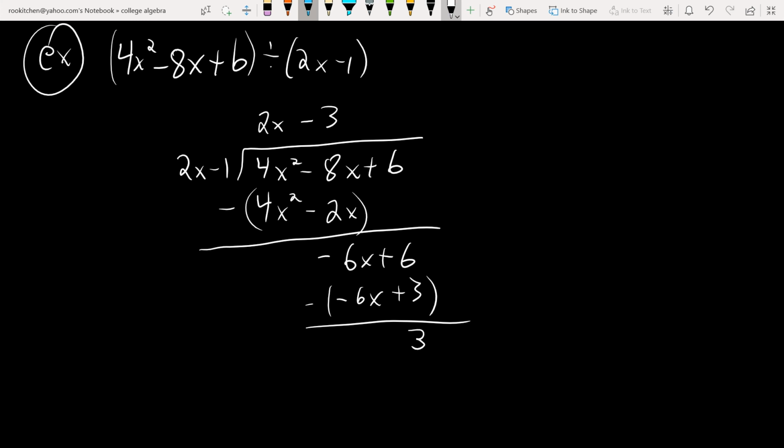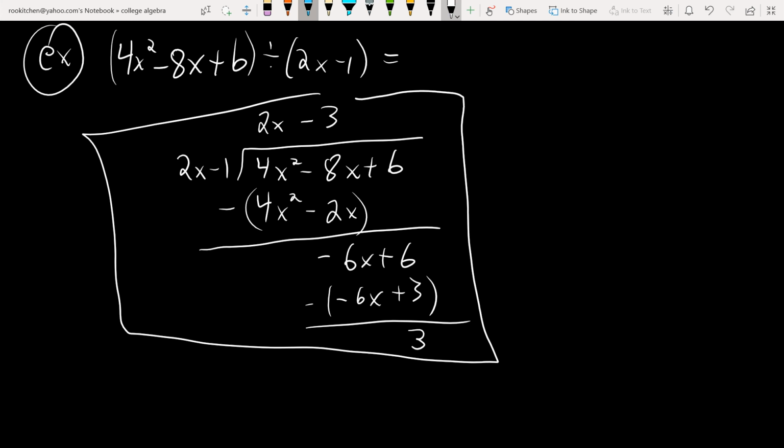You kind of know when you're done because the degree of this expression, if you didn't know, is 0. So you think of it like 3x to the 0th power, where x to the 0 is 1. This degree is less than the degree of the 2x minus 1 that you're dividing by. So when that happens, you're kind of done. Okay, and then you could write out your answer.